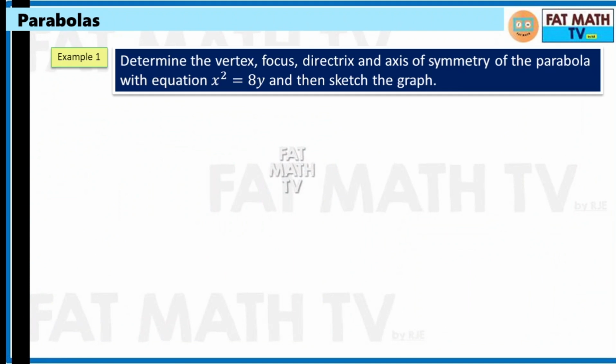Let us have an example. Determine the vertex, focus, directrix, and axis of symmetry of the parabola with equation x squared equals 8y, and then sketch the graph. The axis of symmetry of the parabola divides the parabola into two parts, one a reflection of the other. So it's also like a line of symmetry.